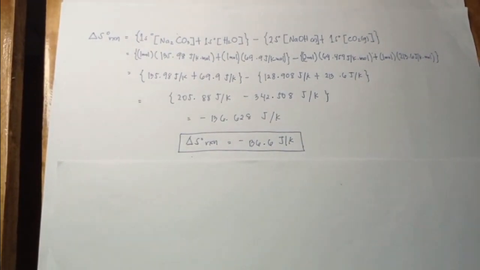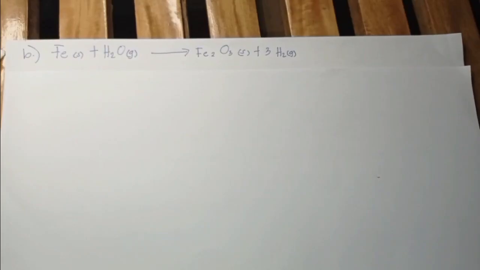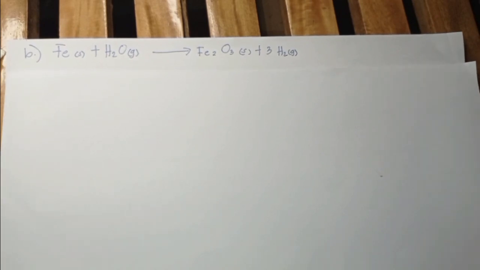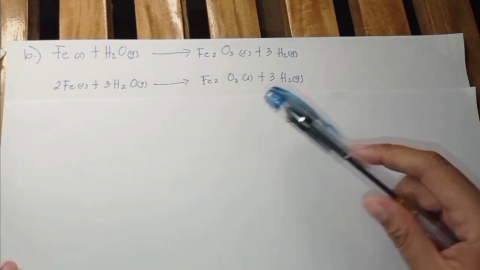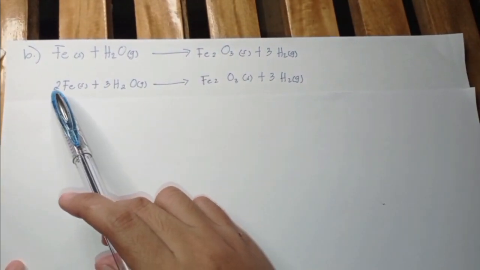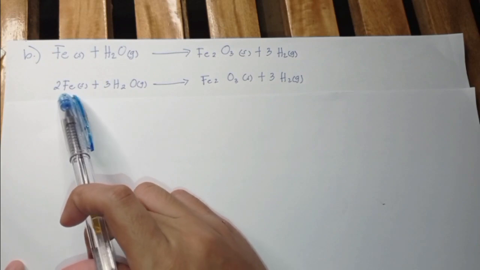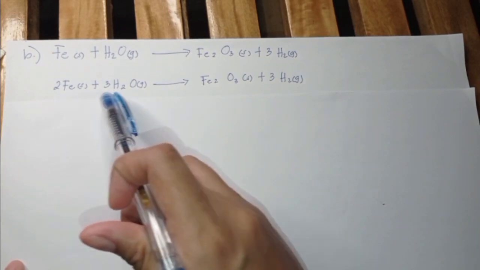Let's proceed to 5B. Same process we do in 5A. First we find the balanced equation. As we can observe, we just add 2 and 3 for it to be balanced to our product.